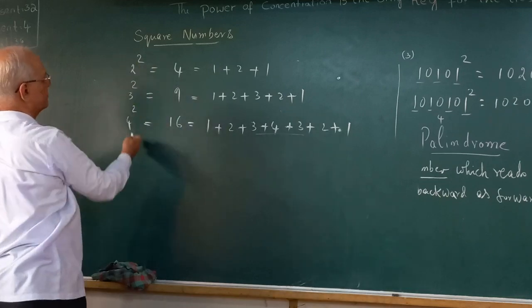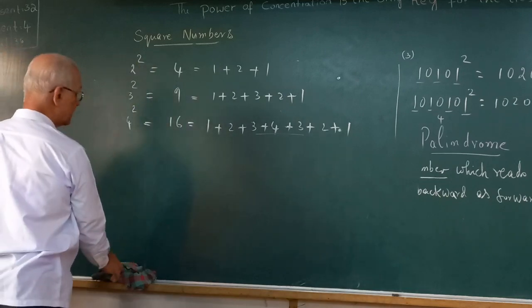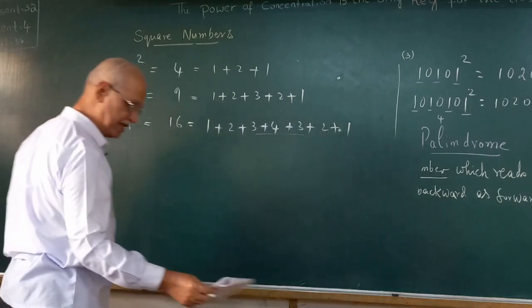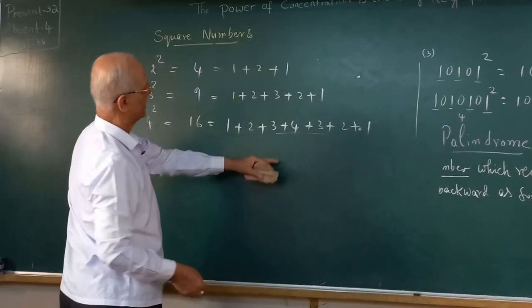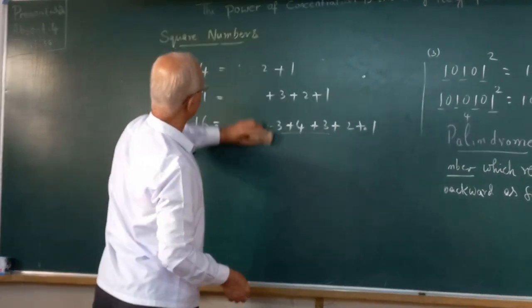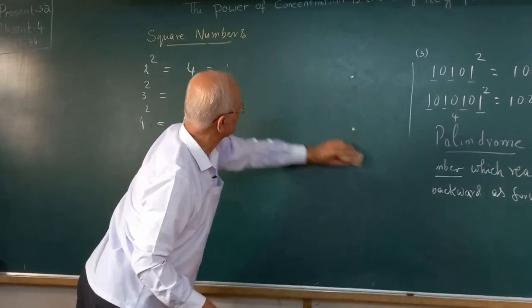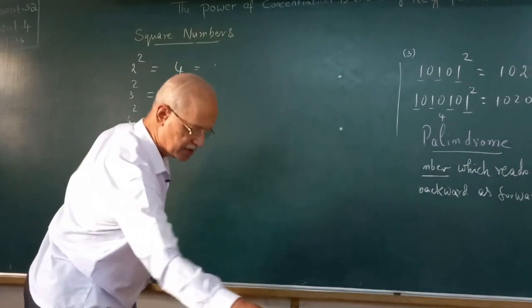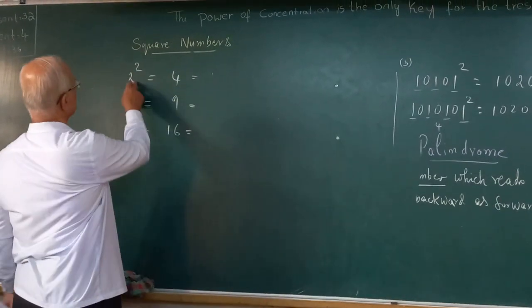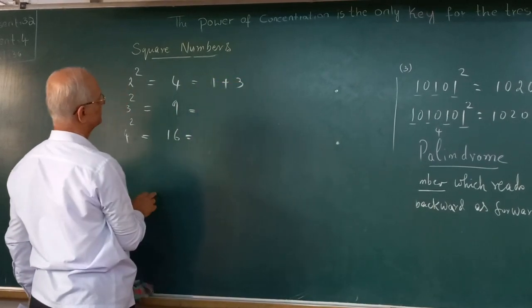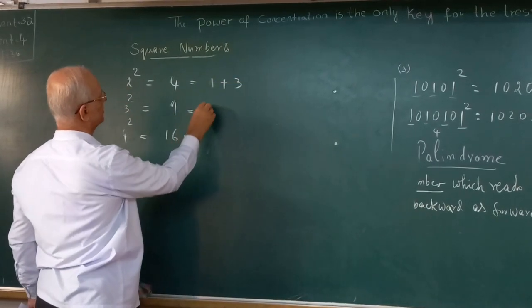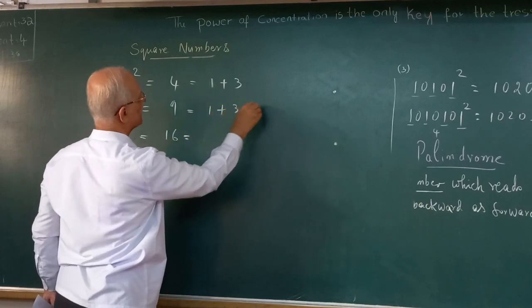Again, these are square numbers. Same square numbers can also be written in some other way also. See, I take up, this is one pattern. I take up another one with the same squares. See, 2 squared is 4, you know. 4 can be written as 1 plus 3. This one, 1 plus 3 plus 5.